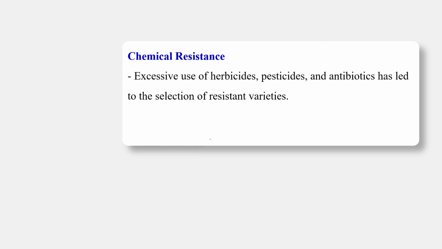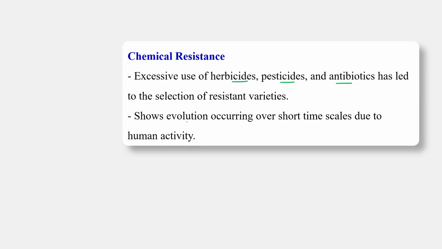Another one is chemical resistance, like the excess use of herbicides, pesticides, and antibiotics, which has led to the selection of various resistant varieties. If we use an excess amount of pesticide or herbicide, selection of a resistant variety obviously occurs, right? So this is slow evolution occurring over a short time scale due to human activity.